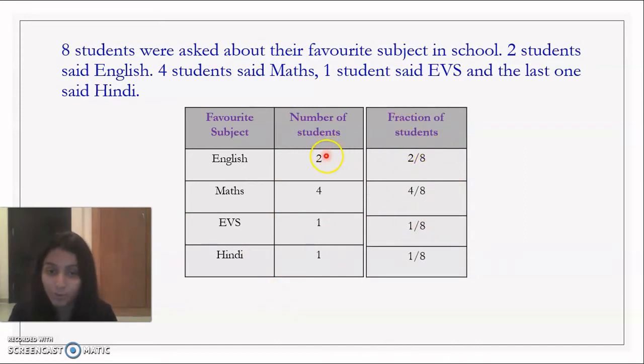So my fractions in this case are these. 2 students, so 2 parts out of the total, liked English. So 2 by 8 is my fraction of the students who liked English. 4 by 8 is the fraction that liked maths. 1 by 8 is the fraction that liked EVS. And 1 by 8 is the fraction that liked Hindi. Again, 2 parts out of 8, 4 parts out of 8, 1 part out of 8, and again 1 part out of 8. So now these are your fractions. Based on these fractions, I'm going to teach you how to draw a pie chart.